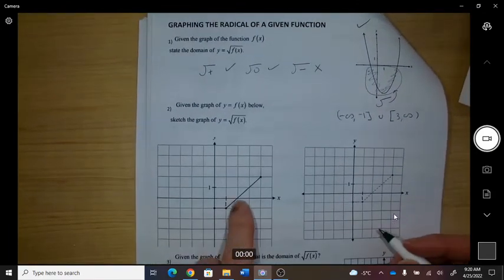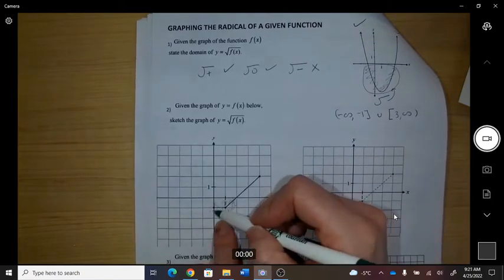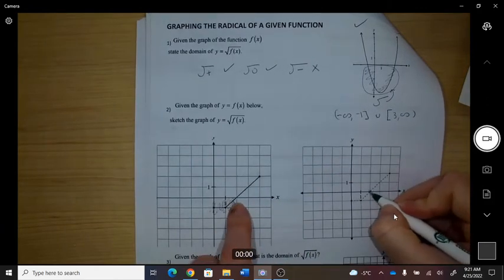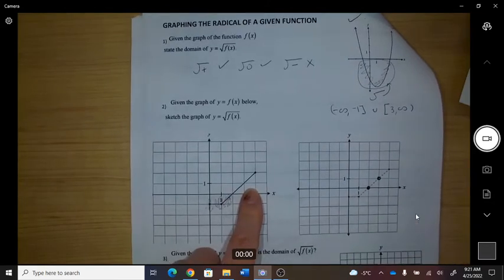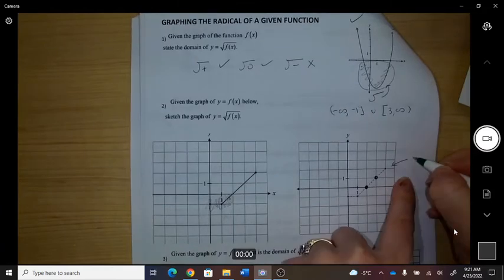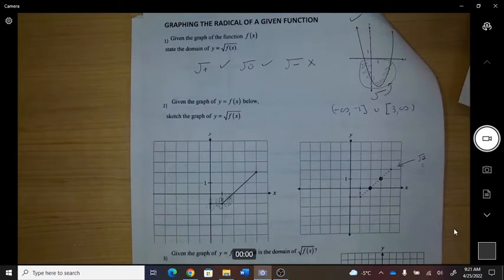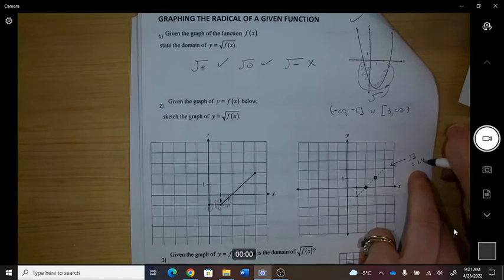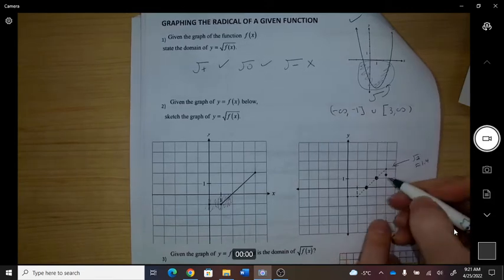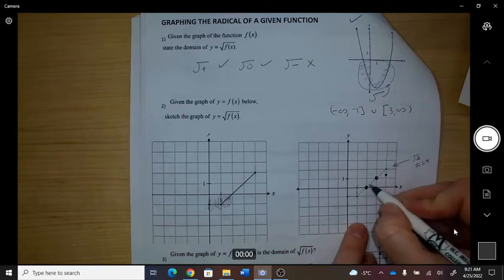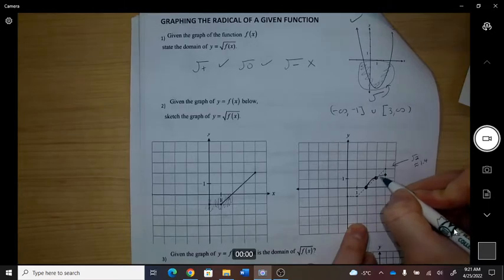Sketch the graph. Okay, so this part, remember, will not be able to square root because it's negative, so that part will be left alone. The square root of 0 is 0. The square root of 1 is 1, so those are invariant. And then this would be the square root of 2, which I believe is something like 1.4-ish. So I'm going to go from there to there. And then I know that the square root of decimal numbers actually is higher. So that's it.